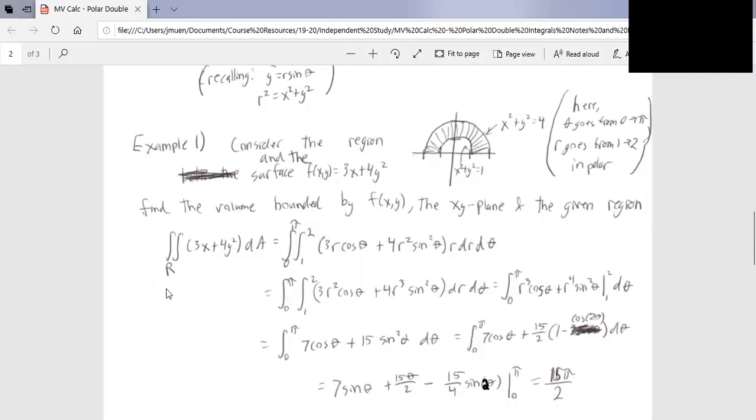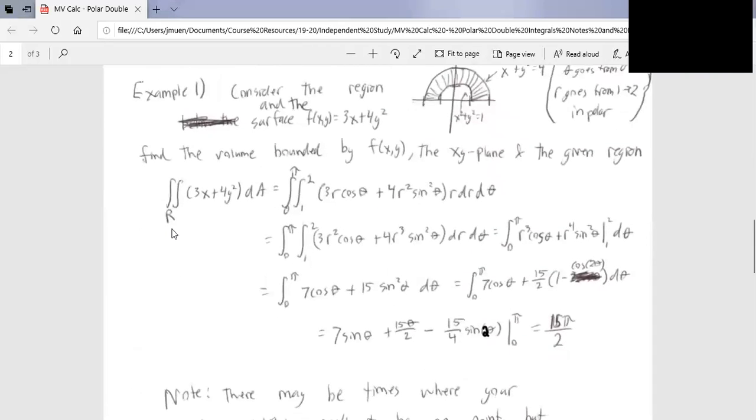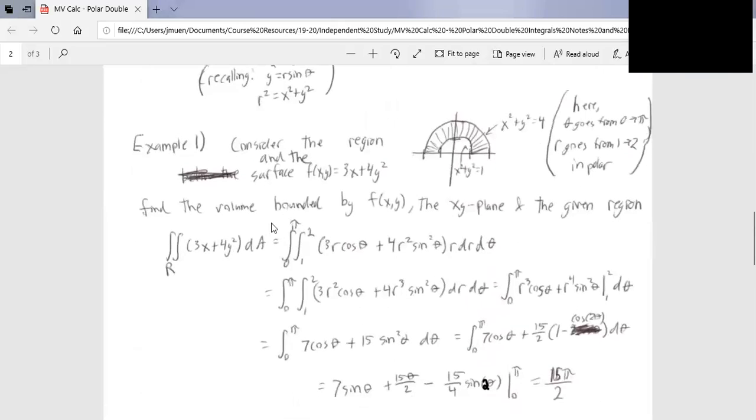Our range here, or our region. I was thinking of R for region when I wrote that, but whether we use D or R, for the record, by the way, you'll see both of those. You'll see both R and D. D for domain, R for region. I prefer D. But anyway, 3x plus 4y squared dA.